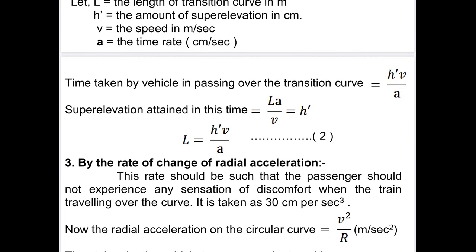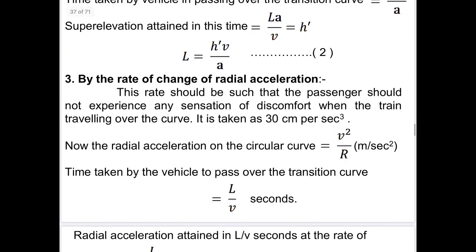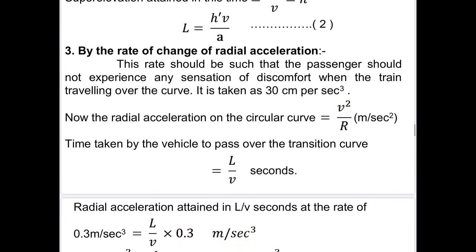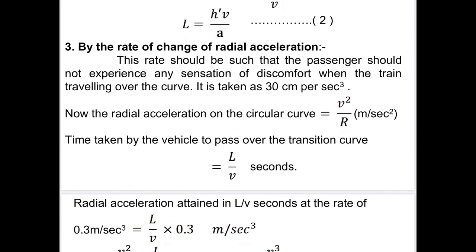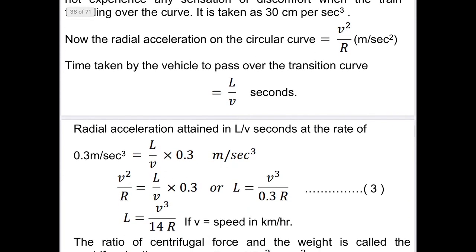And the third method is by the rate of change of radial acceleration. This rate should be such that the passenger does not experience any sensation or discomfort when the train is traveling over the curve, so it is taken as 30 centimeter per second. Now the radial acceleration on the circular curve is given by the formula v square upon r, and the time taken by the vehicle to pass over the transition curve is taken as L by v seconds.